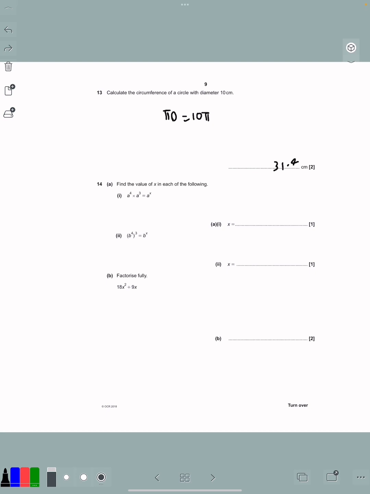Find the value of x in each of the following. X would be 1. This would be b to the 4 times b to the 4 times b to the 4. You add the indices in that case, it would be b to the 12. The highest common factor here would be 9x. So this would be 9x, 2x plus 1. That's your answer.